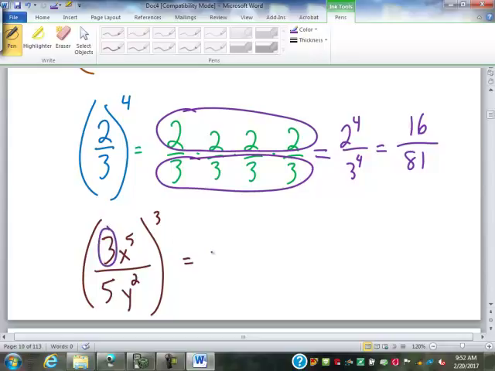What is 3 to the 3rd power? 27. There you go. 3 times 3 times 3 is 27. X to the 5th to the 3rd power? 5 times 3. X to the 15th. Good. 5 to the 3rd power? 125. Very good. 5 times 5 times 5 is 125. Y to the 2nd to the 3rd power? Y to the 6th.